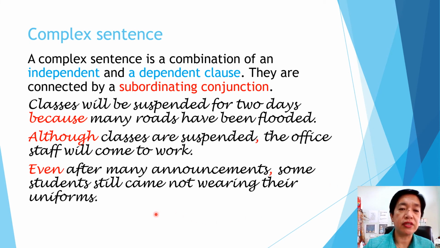The third structure is the complex sentence. It is a combination of an independent and a dependent clause, and they are connected by a subordinating conjunction. In a previous video, I made a list of the commonly used subordinating conjunctions in English. Anyway, just to show the examples: classes will be suspended for 2 days because many roads have been flooded. Although classes are suspended, the office staff will come to work. Even after many announcements, some students still came not wearing their uniforms.